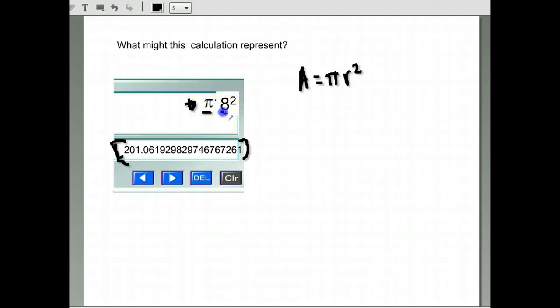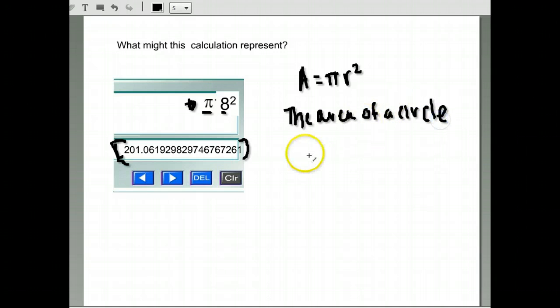We have the pi and we have something squared. So this might represent the area of a circle with a radius of 8.